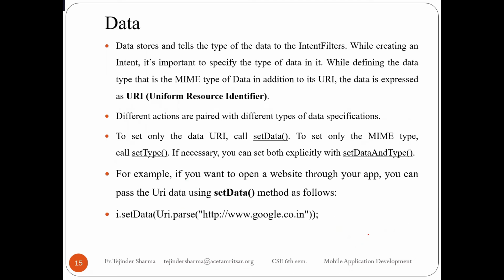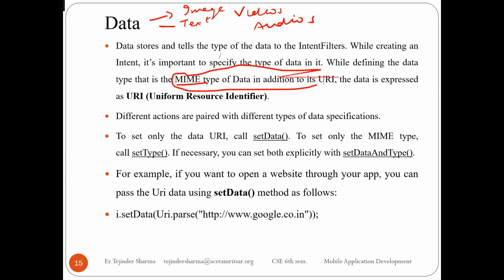Next is data. In data, you will say this when it stores different types of data. Suppose you want to send images, it will store the image. Suppose you want to send text, it will store the text, videos, audios. So that's why it is written MIME: multiple internet mail extensions type of data. In addition to the URI, we will also send the MIME type of data.